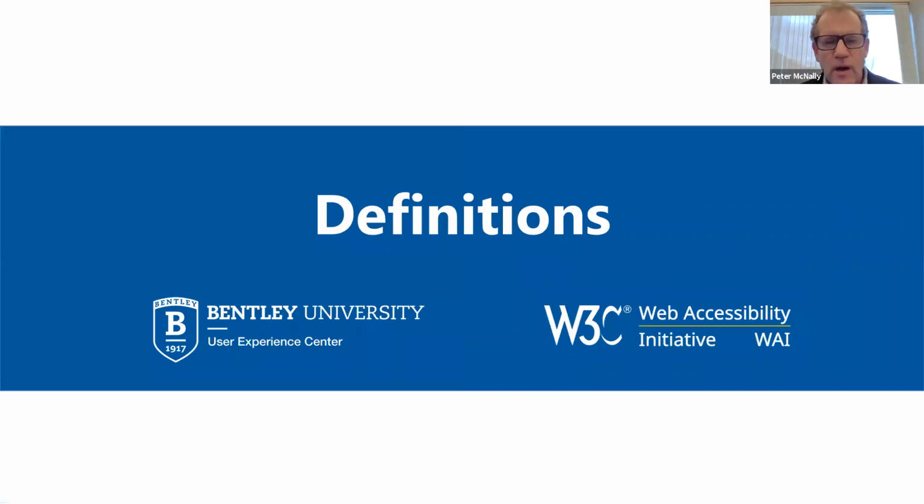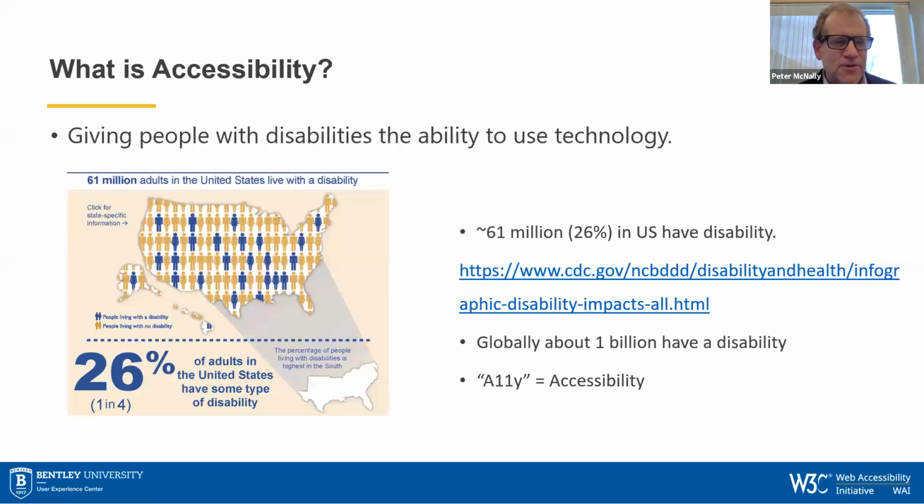All right, so before we get too far, I just want to level set with some definitions. I know people are coming from different areas. Some people are coming from pure UX. Some people are probably more accessibility pros. So this will be old hat, but just so we're on the same page. So first off, just a basic definition. What is accessibility? So at a basic level, it's giving people with disabilities the ability to use technology.